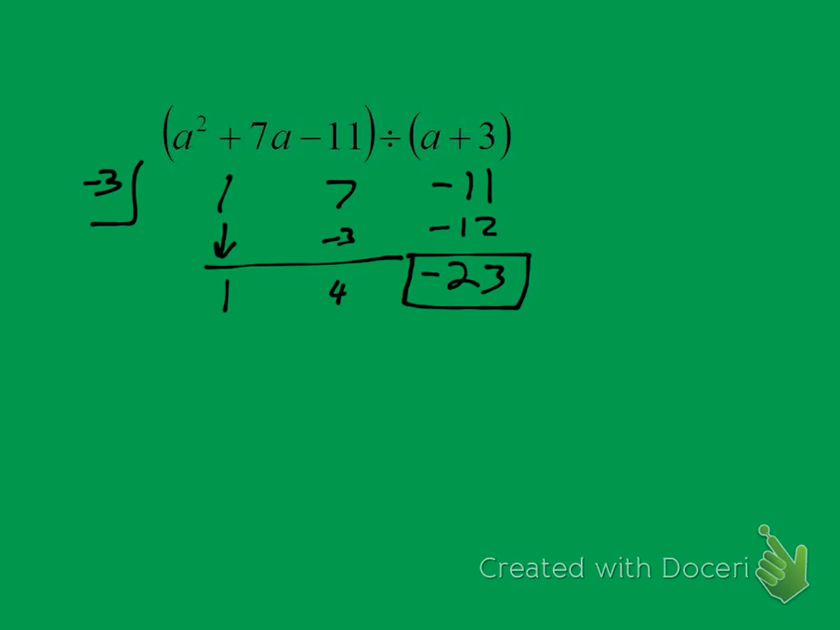Now, when you go to write your answer, you started with a squared on top, so this is going to be your coefficient to a. So a plus 4. Now, anybody know what the word for this number is going to be? Starts with an R. Remainder. Your remainder. Good.